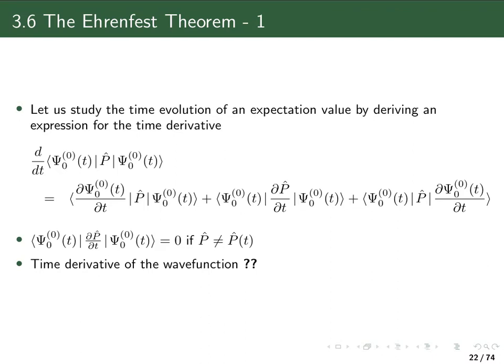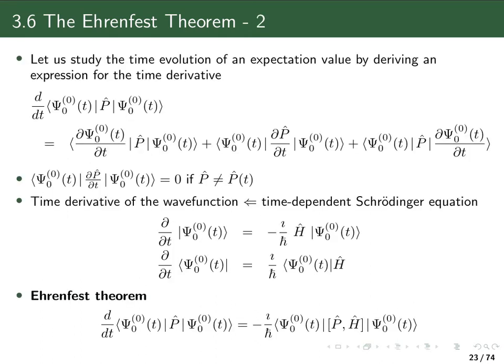So what we have to do now is take the derivatives of the wave function with respect to time. And the question is, where do we get information on this? Well, the answer is very simple. We get this from the time-dependent Schrödinger equation, because the time-dependent Schrödinger equation is nothing else than an equation which tells us what the time derivative of the wave function is. So we can use the normal time-dependent Schrödinger equation for the ket, and of course we can rewrite it to be valid also for a bra wave function.